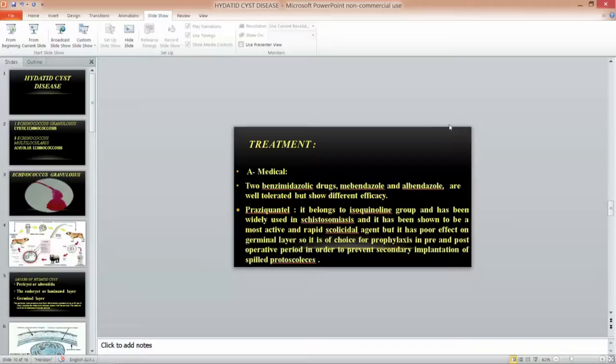If you have a drain, then the drain should be continued, and then again sometimes a stent is helpful here.